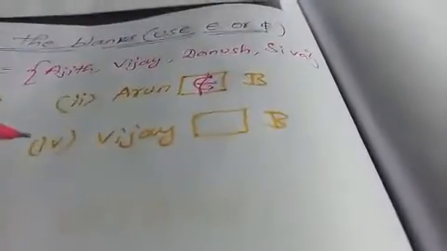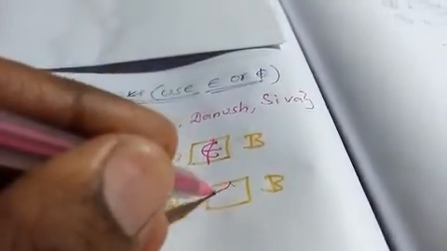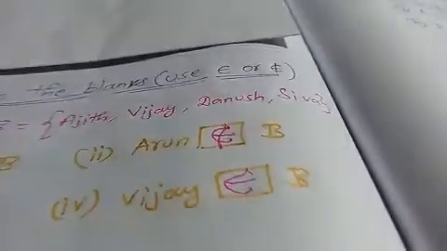Then Vijay. Yes, Vijay is there in set B. So Vijay belongs to B. This is the belongs to symbol. Okay, hope you got it.